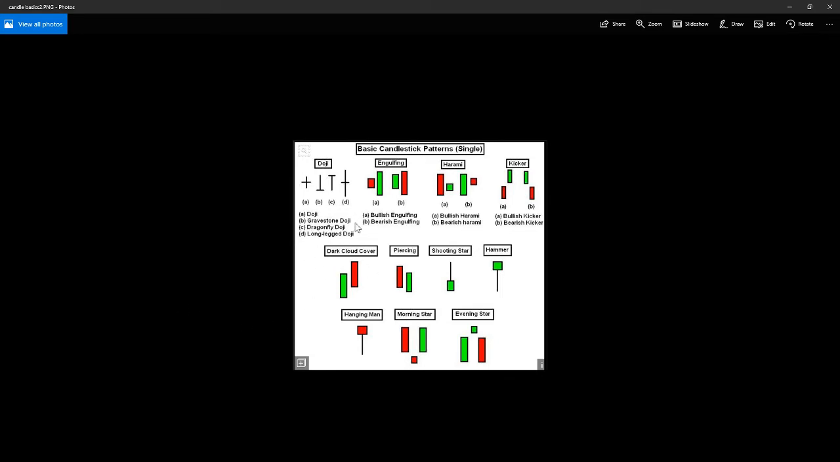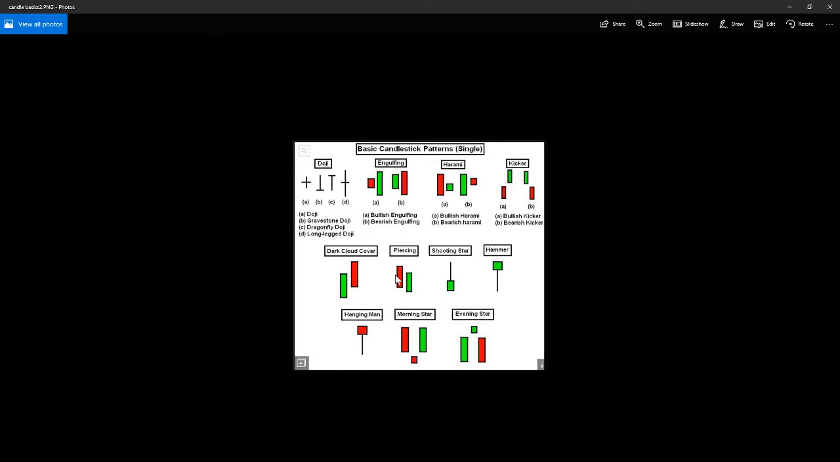So here's some more here. A dark cloud cover. They're all very related to one another. In a dark cloud cover, it gaps up and then it basically covers this. These are all Japanese candlesticks, right? It's like the sun's up here and the shadow, if you drew a trend line here and here, would completely cover over the previous candle. So this is a good indication.